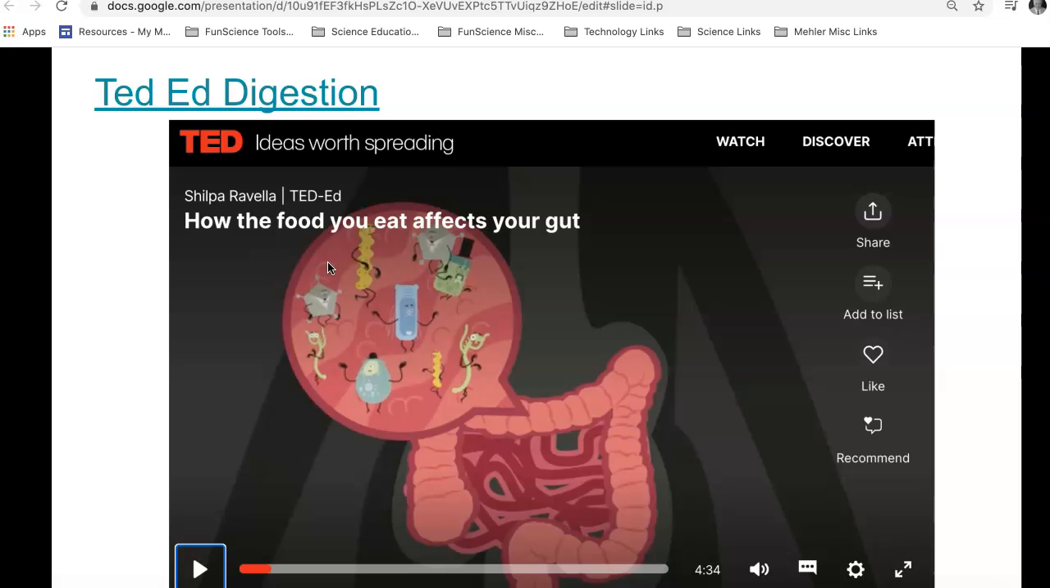And the last one reverts back to the digestive tract, and it's related to the Ed Yong reading that you're doing, about how food that you eat affects your gut. So take a look at these.